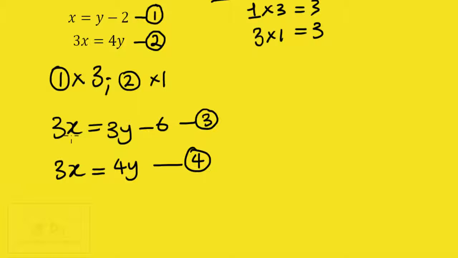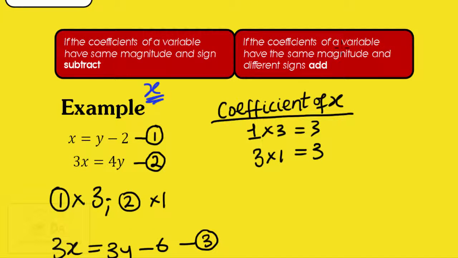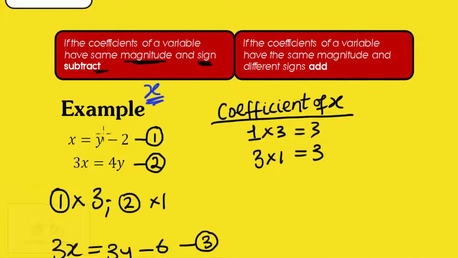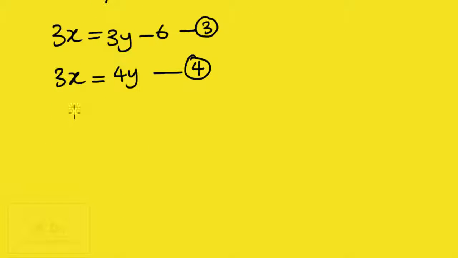As you can see, the coefficient of x is 3, coefficient of x is 3, and they have the same magnitude and the same sign. So if the coefficients of the variable being eliminated have the same magnitude and different signs, you add. If the coefficients of the variable being eliminated have the same magnitude and sign, you subtract. So we're going to subtract one equation from the other. So let's say equation 3 minus equation 4.